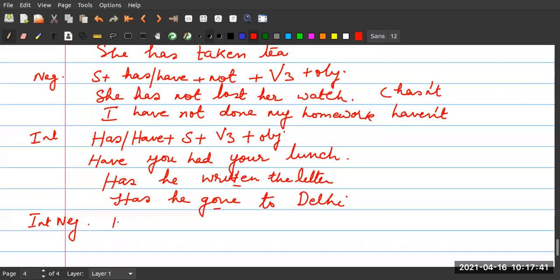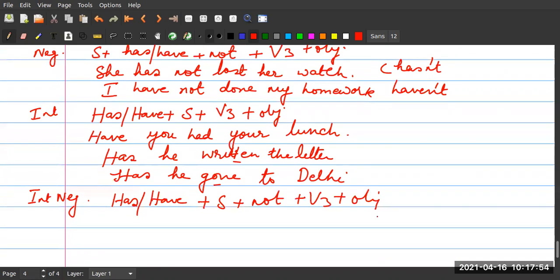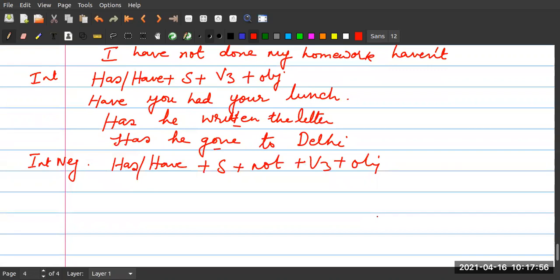In this, the structure is has or have, plus subject, plus not, plus V3, plus object. So, an example of a sentence in interrogative negative. Have you not done your work? Okay, yes, very good. One thing I missed. Have they not seen the Taj Mahal yet? Yes. I missed the question mark. Always, if there is an interrogative sentence, it will end with a question mark.